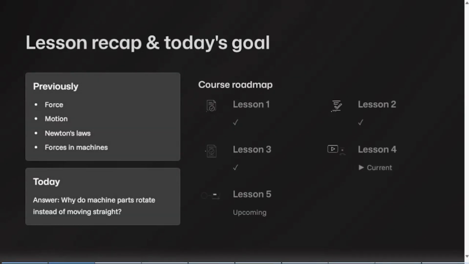Before we begin, let's quickly review what we've covered so far. We learned about force, motion, Newton's laws, and the different forces that act on machines. Now we're taking the next step by answering an important engineering question: why do machine parts rotate instead of moving in a straight line? The answer involves a concept called torque, which is one of the most important ideas in mechanical engineering. By the end of this lesson, you'll understand how torque creates rotational motion and why it is essential in machines.